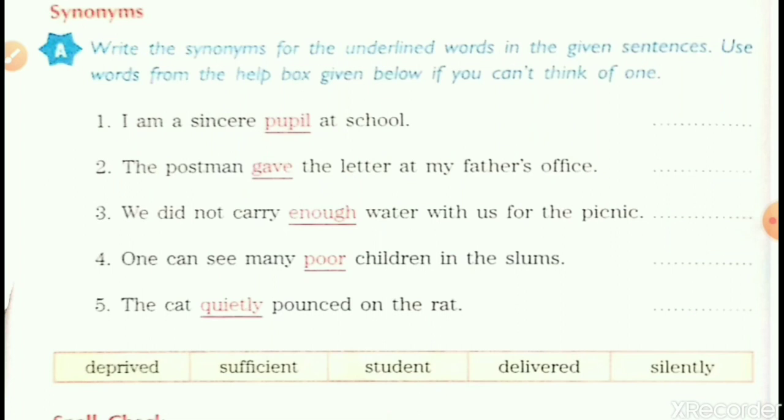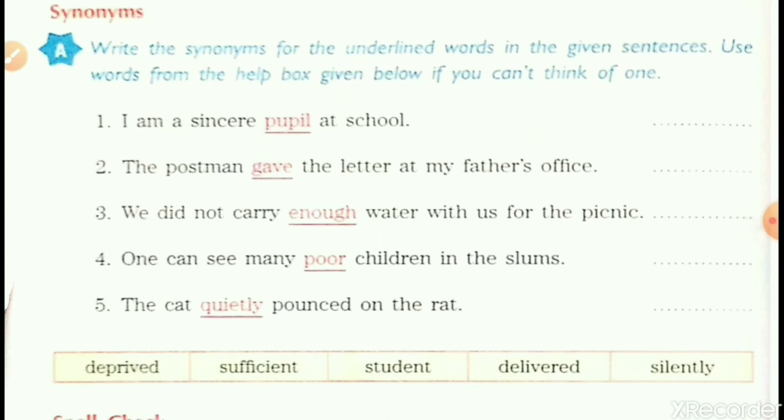Third, we did not carry enough water with us for the picnic. Synonym of enough is sufficient. So, we'll be using the word sufficient in place of enough. We did not carry sufficient water with us for the picnic. Fourth, one can see many poor children in the slums. Now, replace the synonym of poor. One can see many deprived children in the slums.